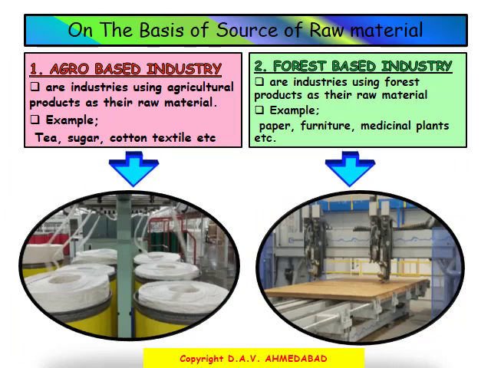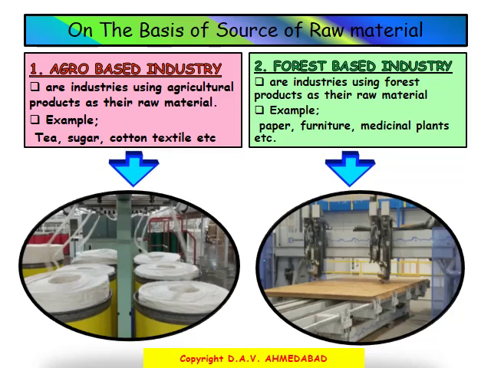The third pattern is on the basis of source of raw materials. First, agro-based industry. Now these industries are industries using agricultural products as their raw materials. For example, tea, sugar, cotton, textile. It's quite easy. You can see how cotton is being used to make thread.